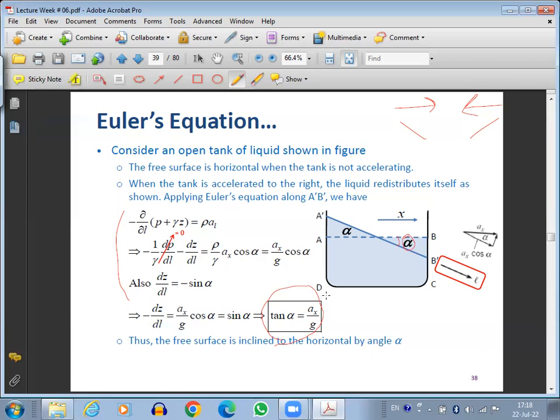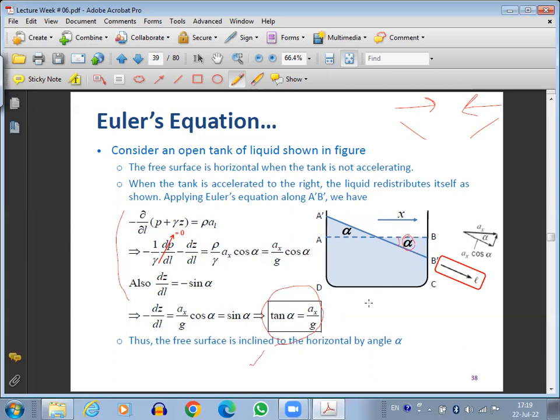How much this tilt will be depends upon this. If ax is higher, obviously, then tan alpha will be higher. So you can find the angle alpha if you know the acceleration in the x direction. At the same time, you know g. Based on that, you can find this angle alpha.